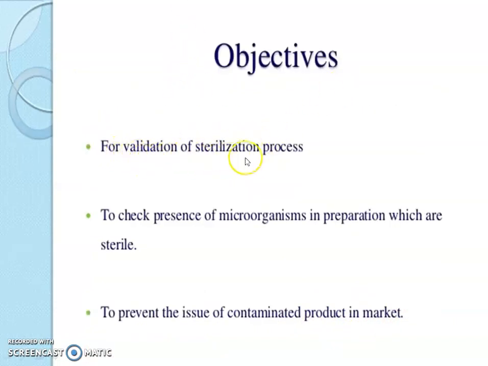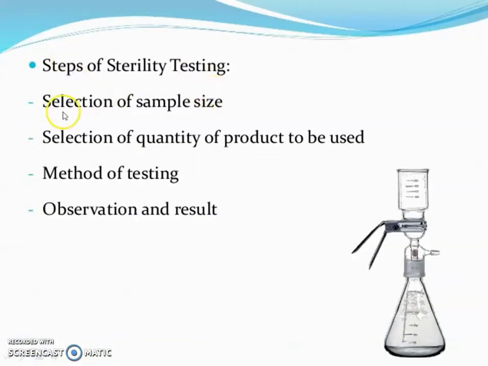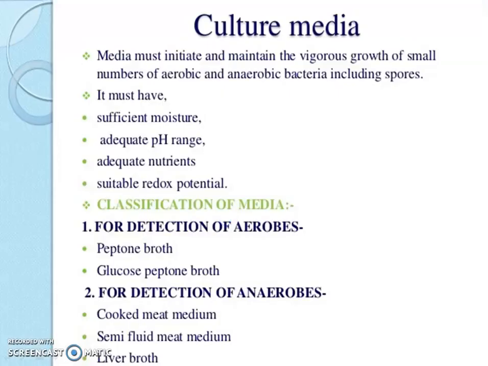Objectives for validation of the sterilization process: to check the presence of microorganisms in preparations which are sterile, and to prevent the issue of contaminated product in the market. Steps of sterility testing are selection of sample size, selection of quantity of the product to be used, method of testing, and observation and interpretation of results.